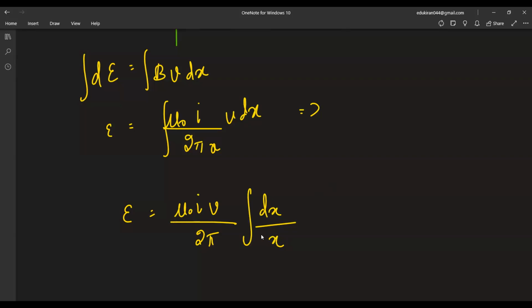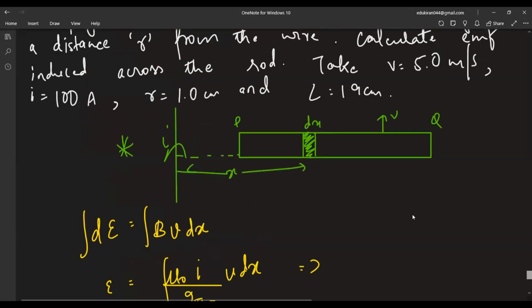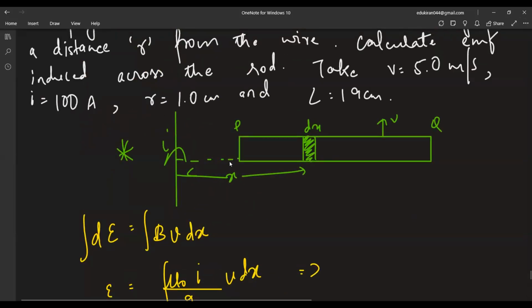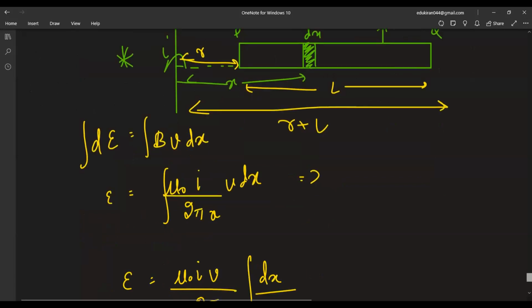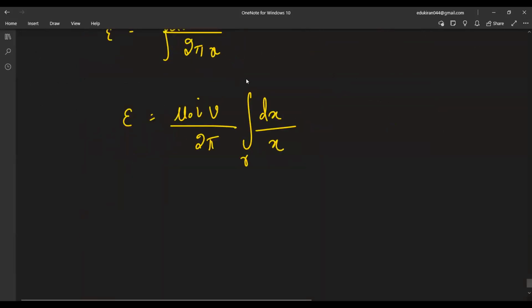Fine. Now, what are the limits that you will be setting? So see, you have to take a certain separation. Let's write it in terms of radius. Let's say x is the separation till P. This separation till P is R. And the length of the rod is L, so the entire separation will become R plus L. So from where do we have to integrate? From P to Q. So you will be taking from R to R plus L.